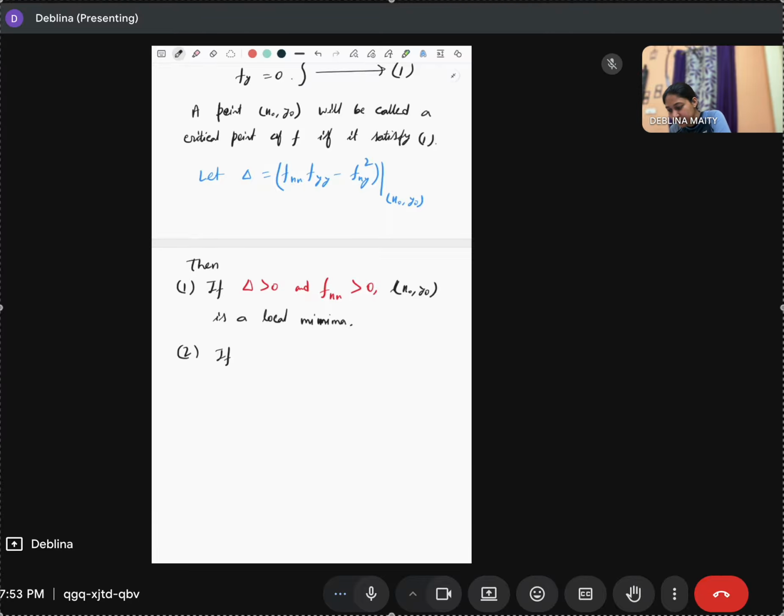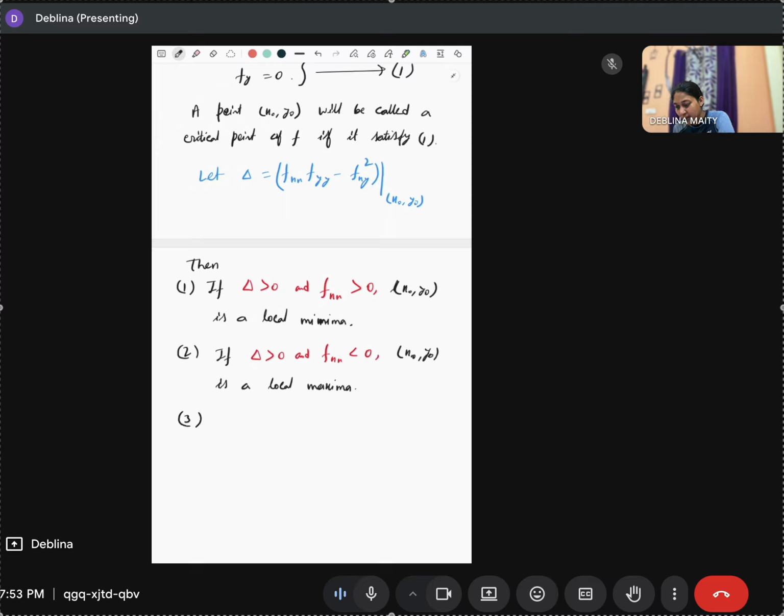And if delta is greater than 0 and fxx is less than 0, then (x naught, y naught) is a point of local maxima.